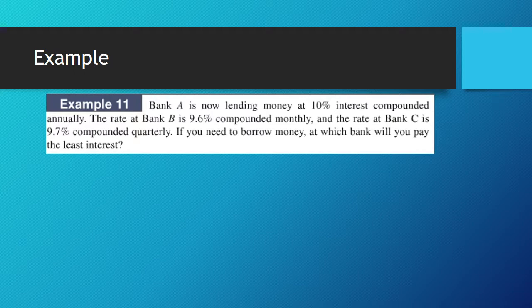So what you need to do is find the annual percentage yield, the effective rate, for Banks A, B, and C, and you want to see which one is lowest. Pause the recording, try the problem, and resume the recording to check your answer.